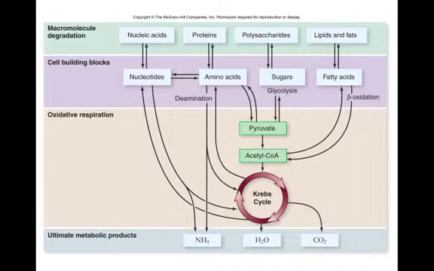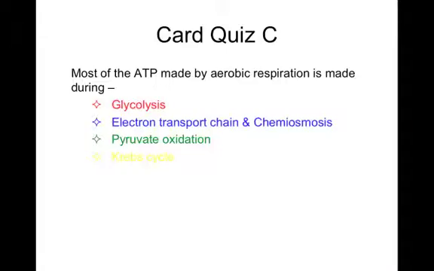This figure summarizes how many of the molecules that we consume filter into the cellular respiration process. You don't need to memorize it by any means. It's just interesting to note where the different macromolecules come in to be digested so that they could be broken down and their energy can be converted into ATP.